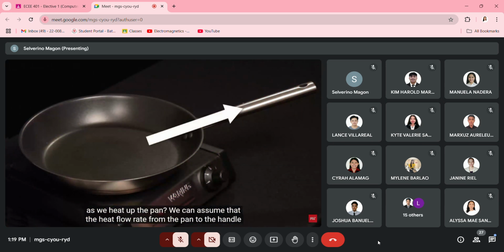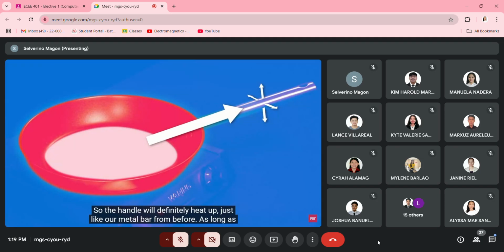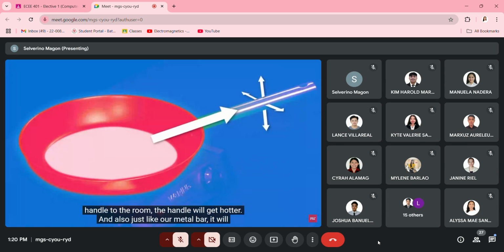Now what happens as we heat up the pan? We can assume that the heat flow rate from the pan to the handle is initially larger than the heat flow rate from the handle to the room. This is reasonable because the pan is initially much hotter than the handle. So the handle will definitely heat up, just like our metal bar from before. As long as the flow of heat from the pan to the handle is greater than the flow of heat from the handle to the room, the handle will get hotter. And also, just like our metal bar, it will be hottest closest to the pan and coolest far away from it.